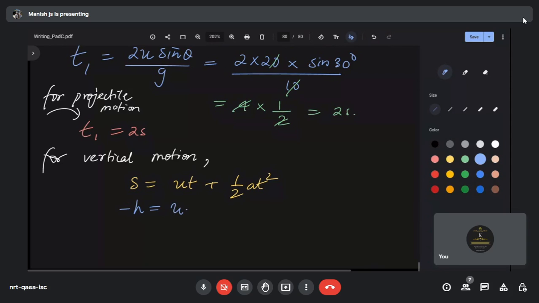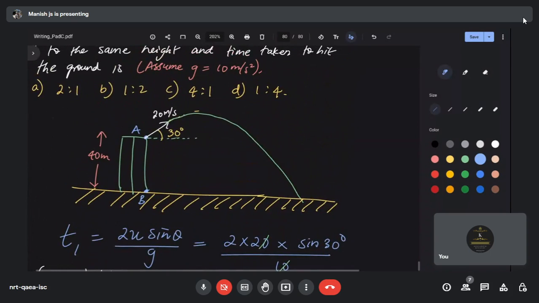So u place la you can put u sin theta, then that is a vertical component, isn't it? Yes, resolution of vectors. Resolve the vector in the vertical component. So when you resolve the vector in the vertical component, what you are getting? You will get u sin theta.